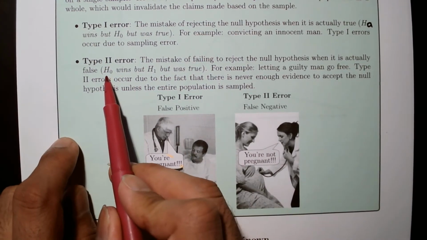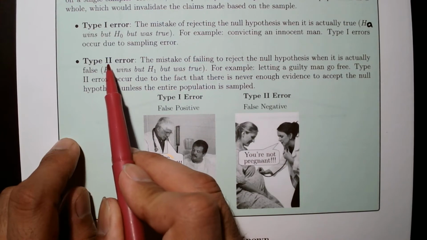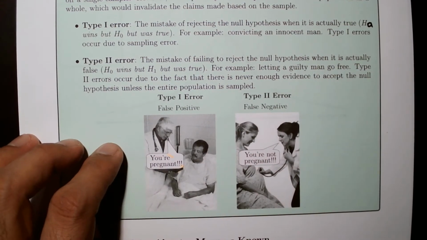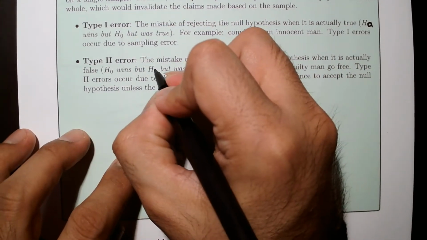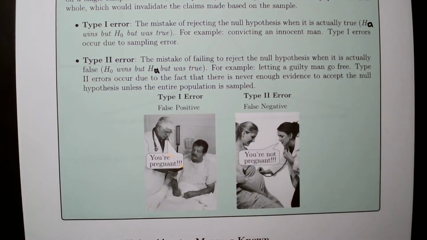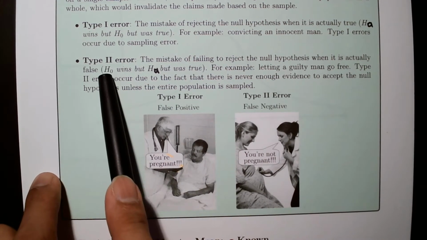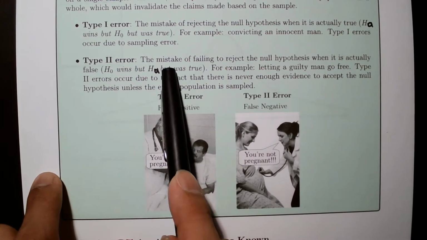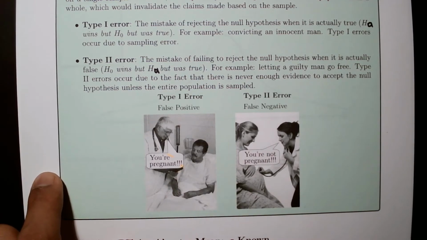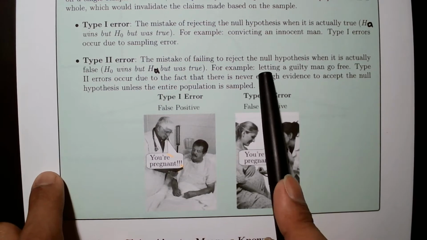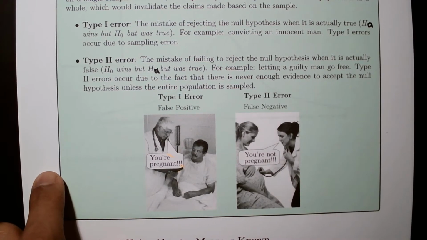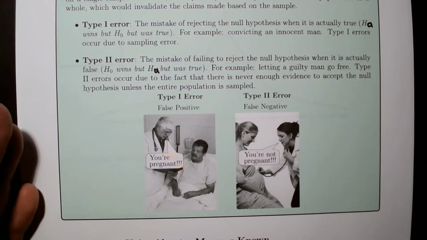As an example, the null hypothesis wins, but actually HA was true. That is, the null hypothesis wins, but actually you were correct as a researcher. What is an example? Letting a guilty man go free. And we have seen this many times.